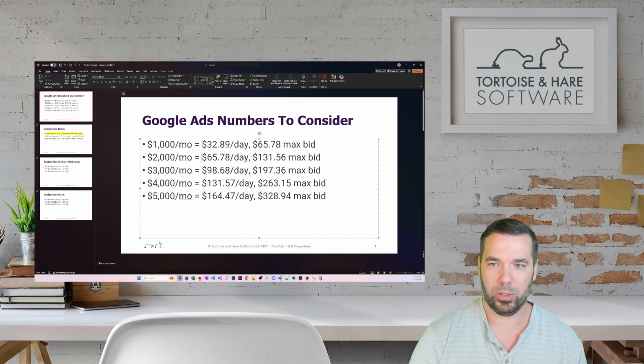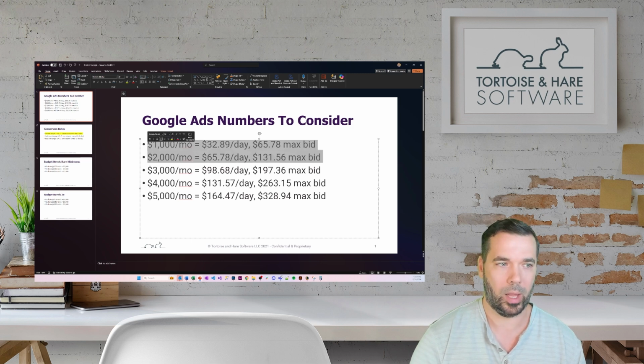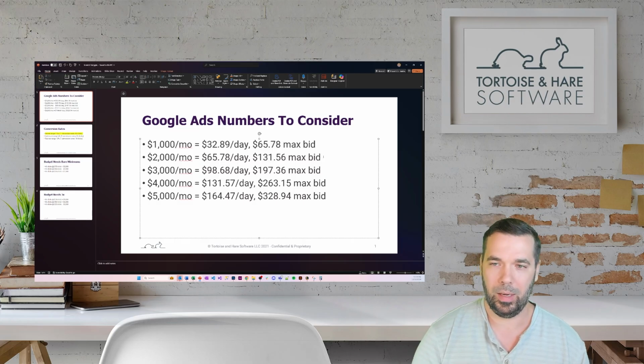And as you start to get a little bit higher, if you think about a $75 click, which is a competitive auction, you're starting to get in that range when you get more to the $3,000, $4,000, $5,000 a month range. But just too many MSPs are in this $1,000 to $2,000 a month budget for their Google ad campaigns, and that's just not enough. You're just not going to get in competitive auctions.